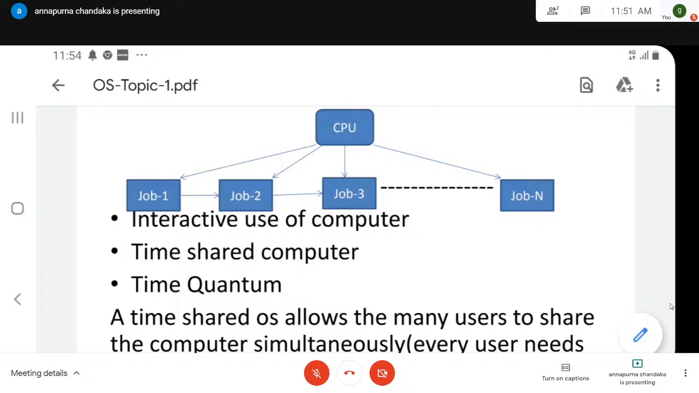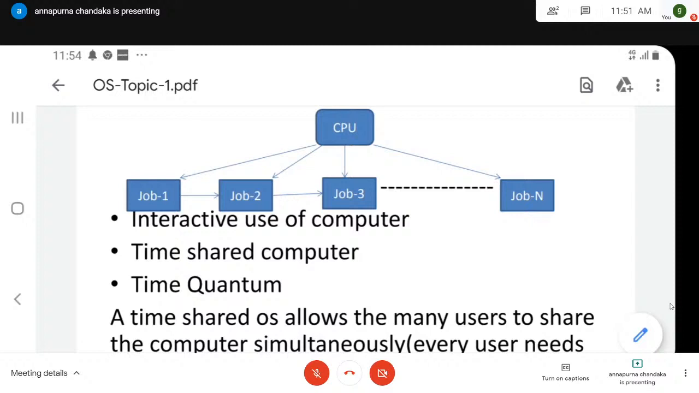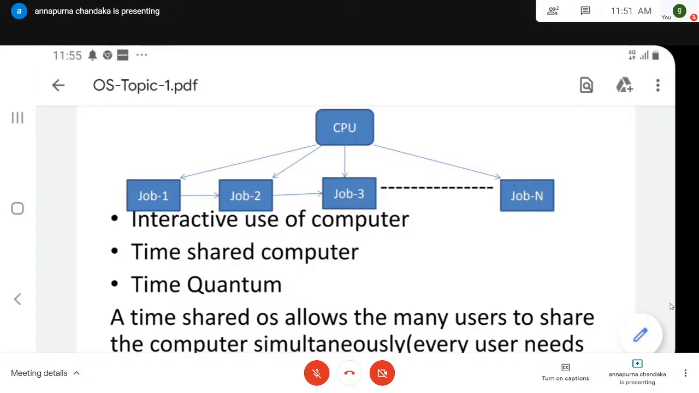What the CPU does is dedicate a small amount of time to job 1, then job 2, and again job 3, and so on up to job n, then it comes back to job 1. Like this, the CPU keeps switching between all the jobs, dedicating a small amount of time to each job. Within that stipulated time, the job may or may not be completed. Once the time limit is over, the CPU simply switches to the next job, and so on.